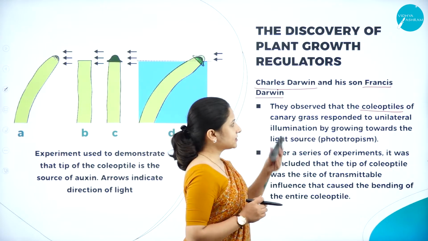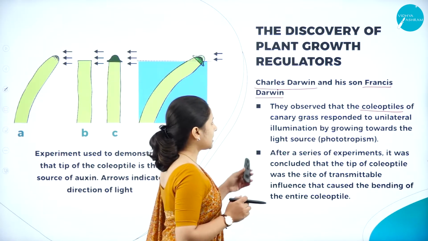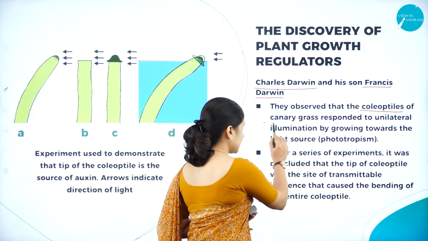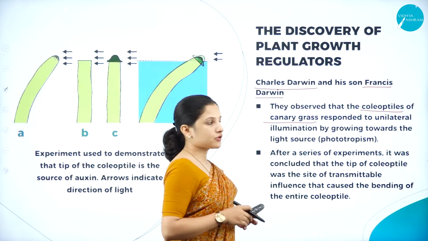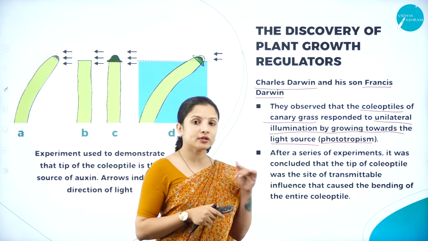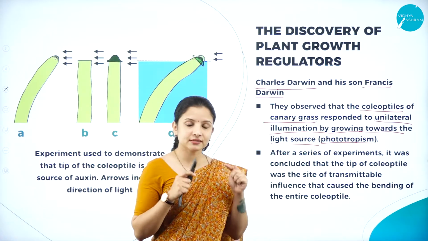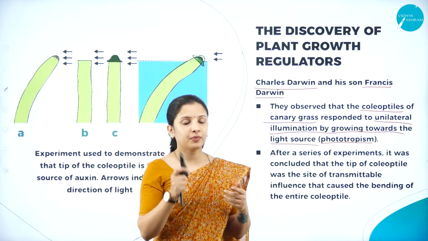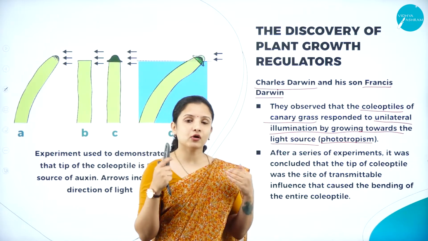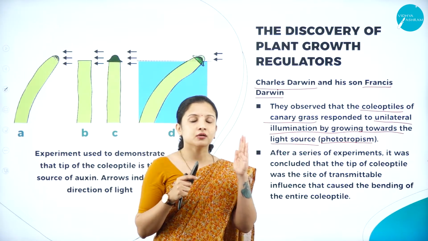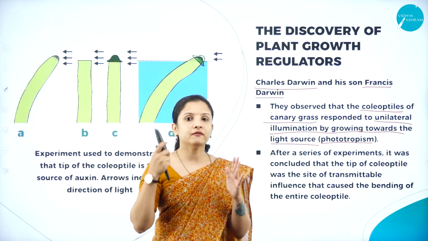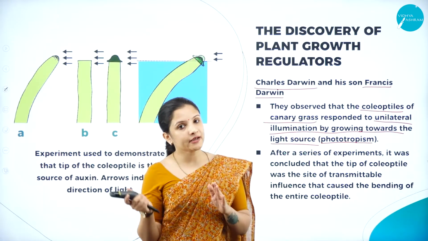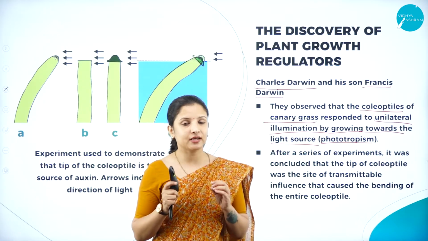So Charles Darwin and his son Francis Darwin observed that the coleoptiles of canary grass responded to light. They were the first to observe that there is some chemical component which is making the plant bend towards the light. We all know that the plant grows towards the direction where light is there. And why is it growing or bending towards the direction where light is there?